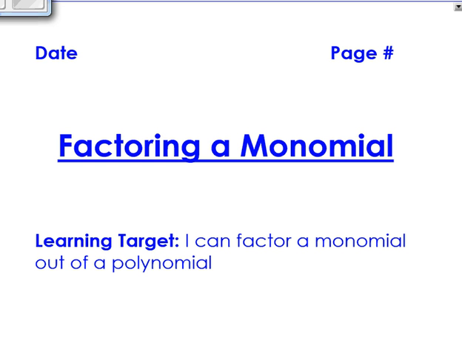Alright, so we're talking about factoring out a monomial. And if you remember, a monomial means one term. Basically, this unit we are going to be going backwards from everything you did multiplying. So we're kind of dividing.